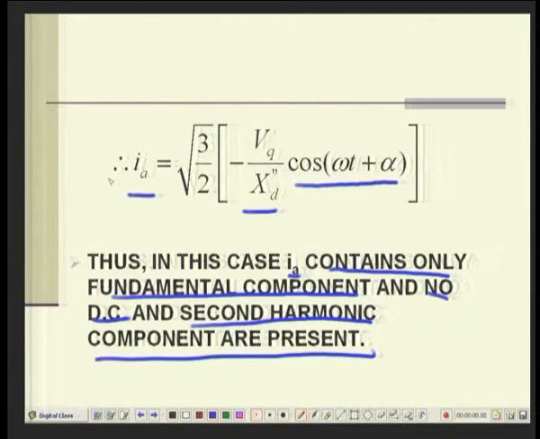Is it clear? Now, what you observe is that if you neglect resistance, you will have sinusoidal, DC, fundamental and second harmonic components in the armature currents, the short circuit current immediately after short circuit. But if you neglect the transformer terms also, in the voltages, then it will have only the fundamental.